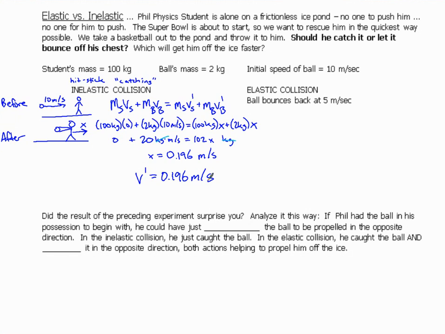Now let's look at this from the terms of an elastic collision. And so, draw my pictures. Here's the before. Here's the ball coming in at 10 meters per second. Here's the student. Here's the after. The student let it hit him in the chest. He now has a velocity of x in the original direction of the ball. And the ball, it tells us, bounces back at 5 meters per second.